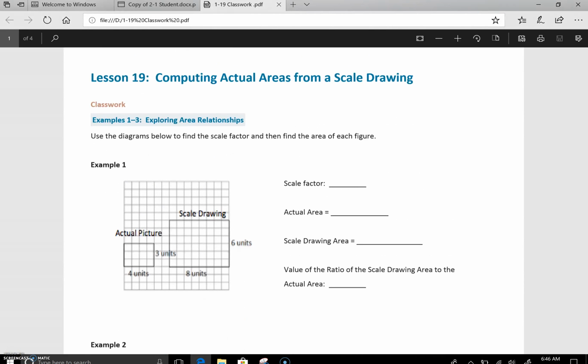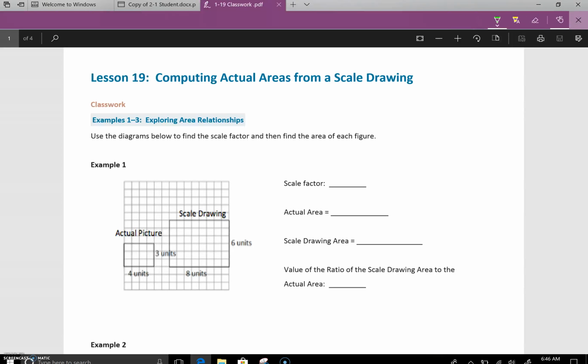Today's lesson we're going to talk about finding areas and using something called scale factor. So we already did our warm-up as a group and talked a little bit about what area means. So let's go through a couple of examples. It says use the diagrams below to find the scale factor and then find the area of each figure. First thing we're going to do is find the scale factor, and then we'll find the area of each figure.